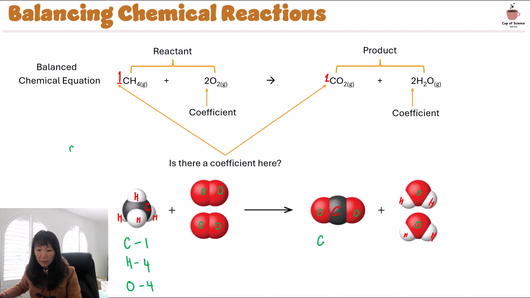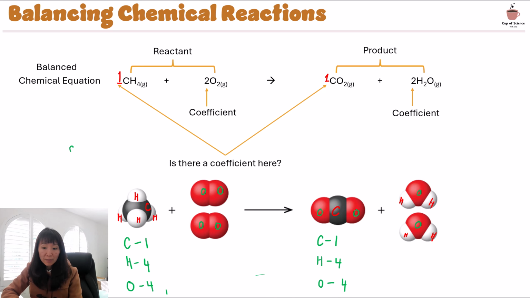What about on the product side? How many carbons do you see? 1. How many hydrogens? You see 4. There's 2 coming from each of the water. And how many oxygen? Oxygen may be split between the carbon dioxide and water, but you see a totality of 1, 2, 3, and 4. So you see 4. So if you were to compare the number of atoms on the reactant and the product side, they are equal. And now we can finally say, indeed, this is a balanced chemical equation, not only because there's a coefficient there, but because there is a balance between the carbon, hydrogen, and oxygen between the reactants and the products.